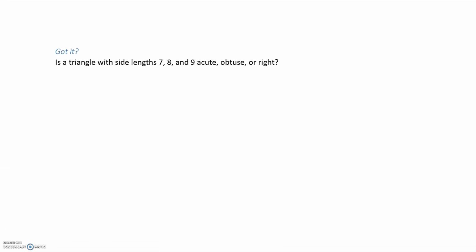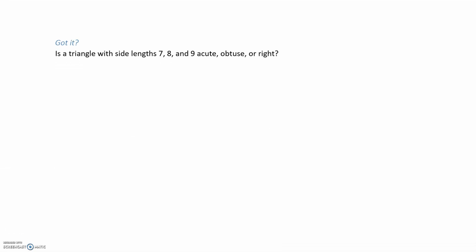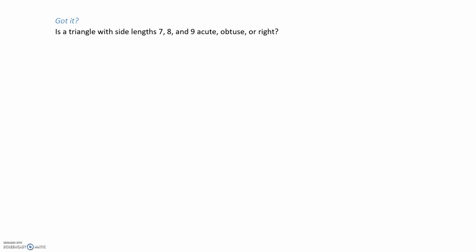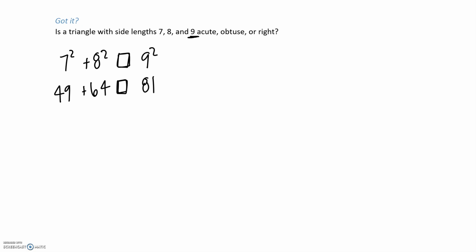So if we go down to our got it problem, last problem of the day, our 9 is going to be our c. So we're going to have 7 squared plus 8 squared. We've got our box. Then we've got our 9 squared. So we've got 49 plus 64, our box, and we've got 81. So 49 plus 64 equals 113. Okay, and we've got 81 on the other side of our box.